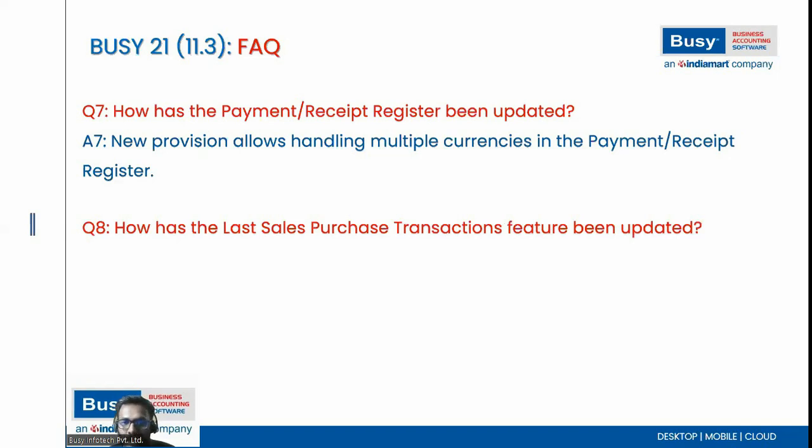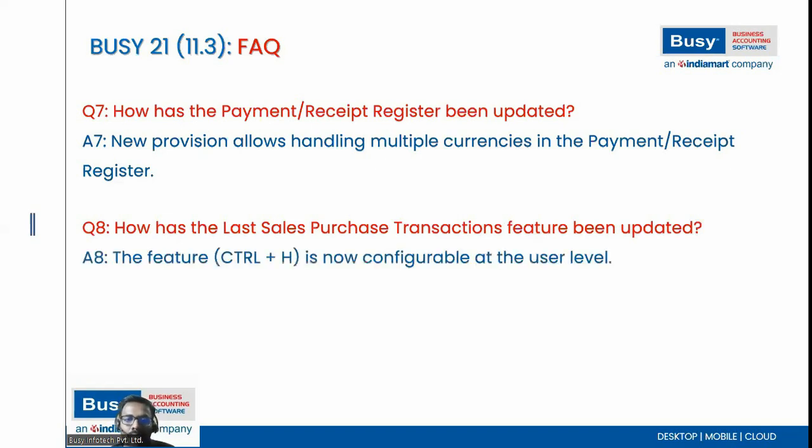How has the last sale purchase transaction feature been updated? The last sale purchase feature is already there, but now we have made a provision for permission at user level. If the user needs it, they have to press the shortcut key Control plus H. If they don't need it, they can turn off this Control H shortcut key; the user-defined provision is given.